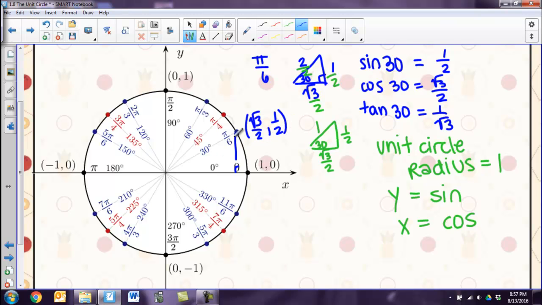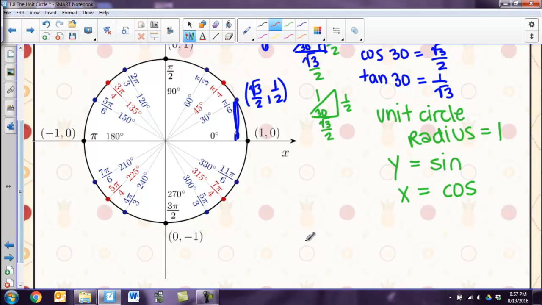And so now I know the coordinates that go with that angle of pi over 6 or 30 degrees. Okay, let's go ahead and do that other one. Well, there's 2 more, but whatever. Okay, so we're going to do pi over 4.